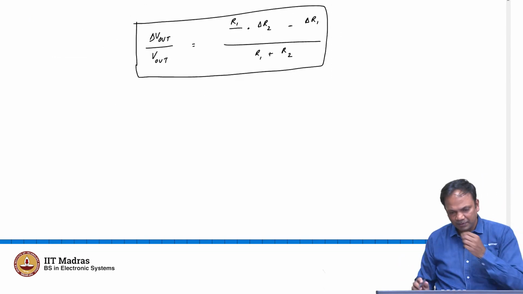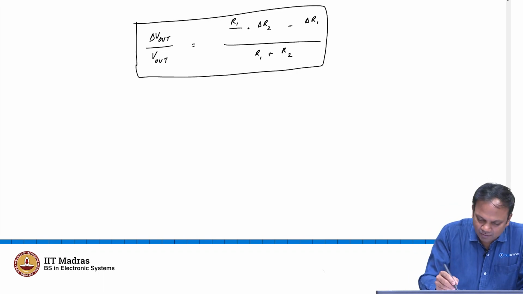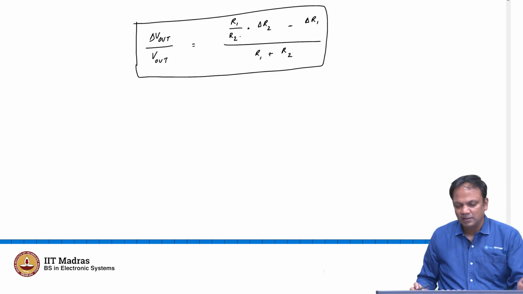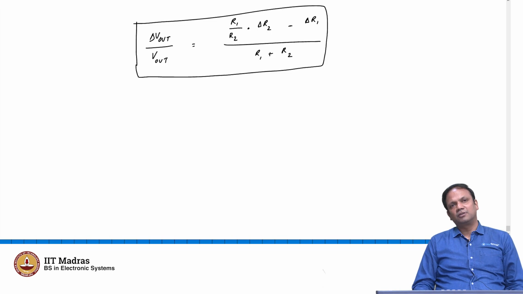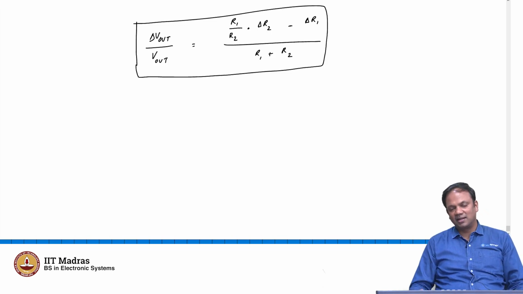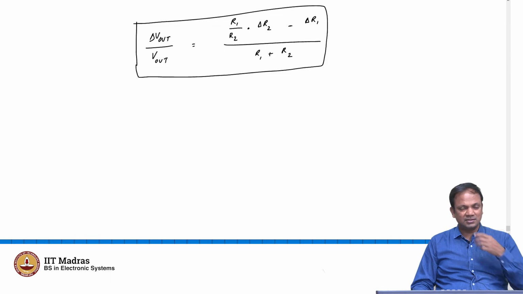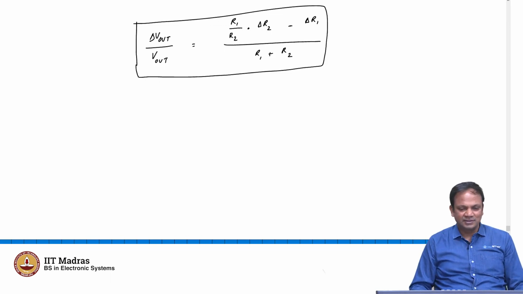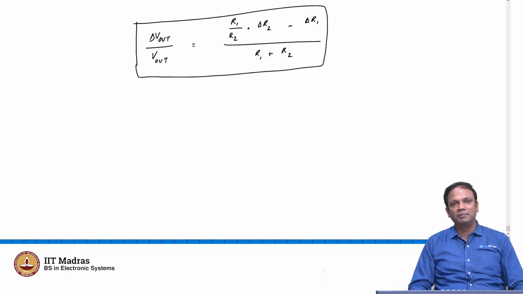Now, it is important to, oh, I missed something. So, this is R2. It is important to recognize that the variation in R1, which is delta R1, is completely uncorrelated with the variation in R2, which is delta R2. What does that mean? I think you've taken a statistics class, so you probably know what correlation means.